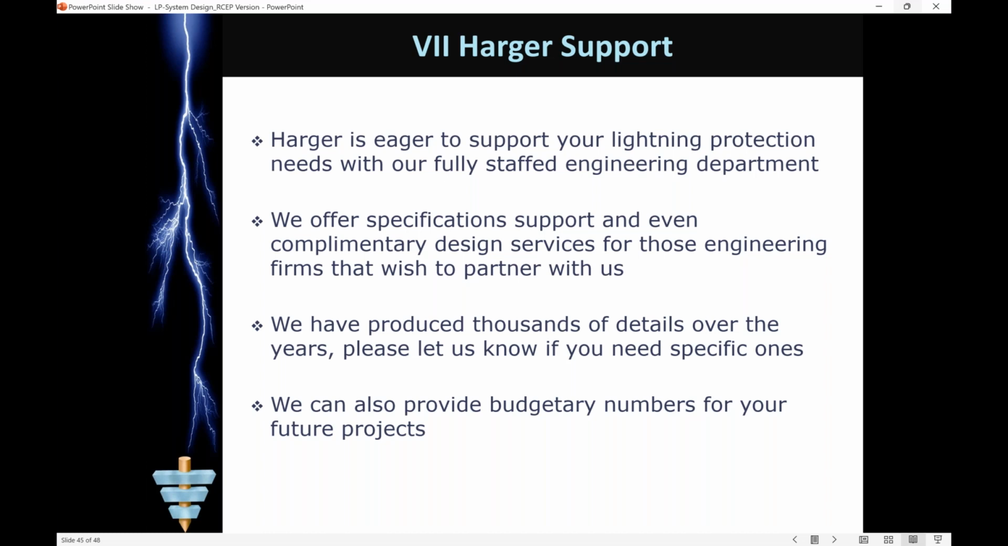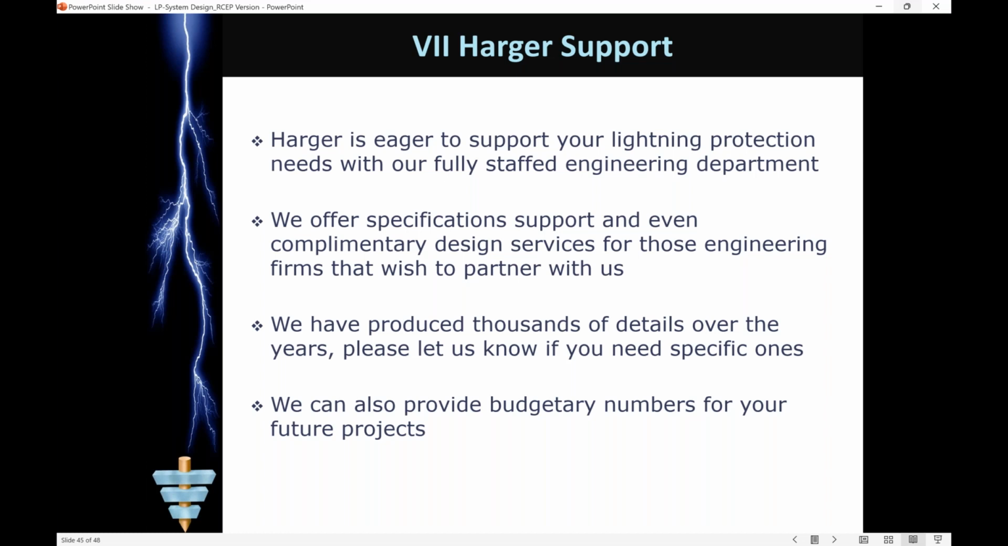We have a fully staffed engineer department that creates these designs. We offer specification support, and we do complementary design services for engineering firms that wish to partner with us. And when I say complementary and partner with us, that means if we would be sole specified, we provide those designs free of charge.